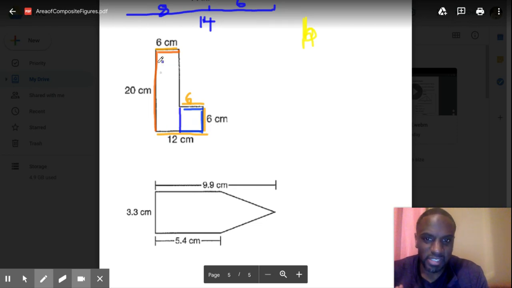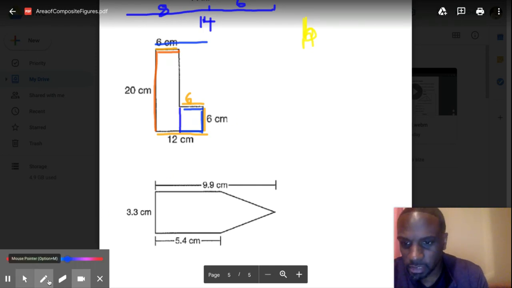So if I know this is 12 and I know this is 6, then that means this distance plus that distance put me all the way over here. So from here to here is 12, because from here to here is 12, okay? So if this is 6, 6 plus what will give me 12? 6 plus 6, okay? That's just some of the things I'm doing here, okay?